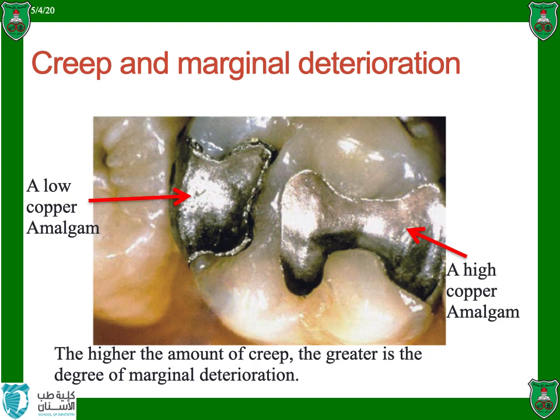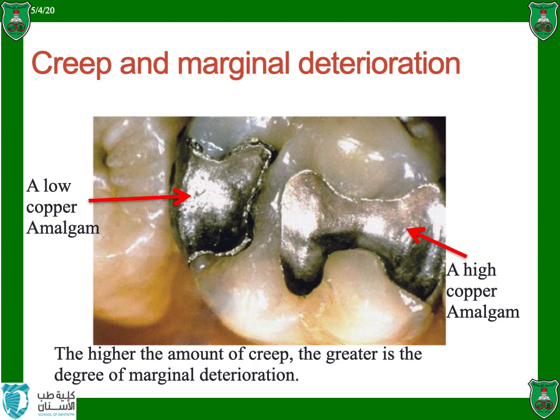So the creep rate has been found to correlate with the marginal breakdown of conventional low copper amalgam. The higher the amount of creep, the greater the degree of marginal deterioration, as you see in this photo. For the low copper amalgam, there is a fracture on the margin compared to the high copper amalgam.